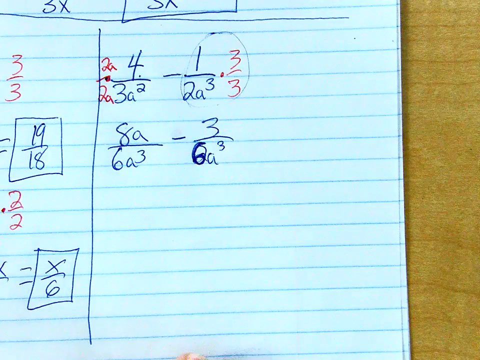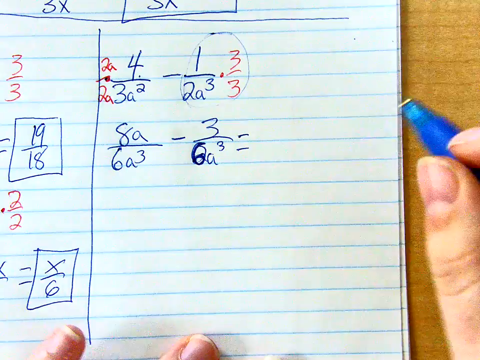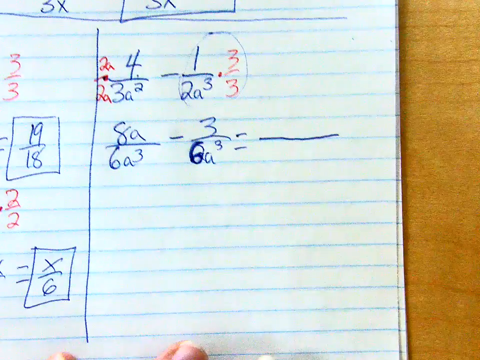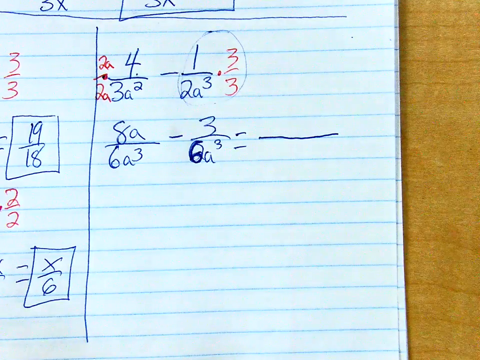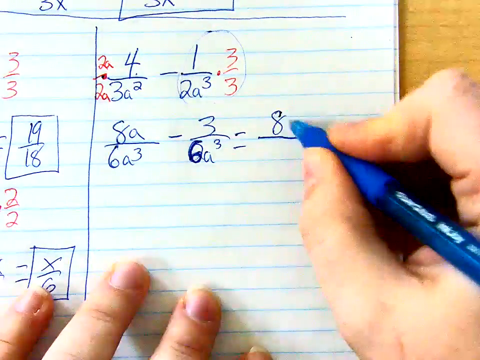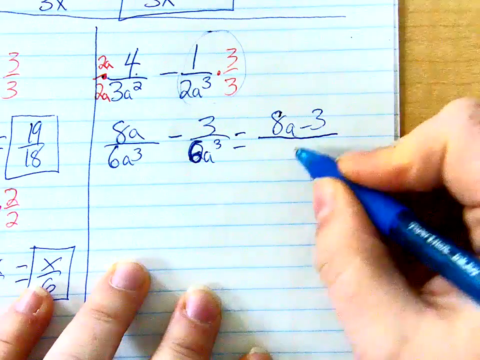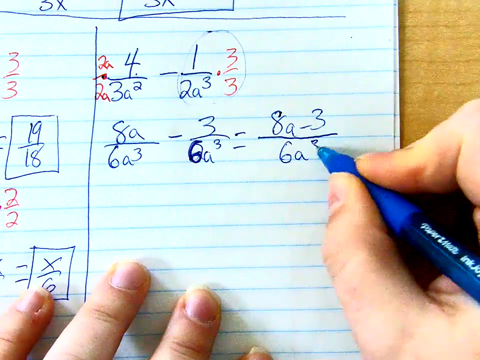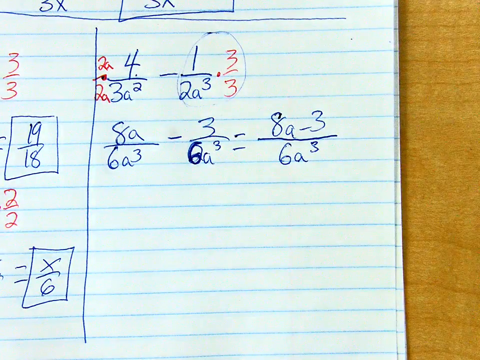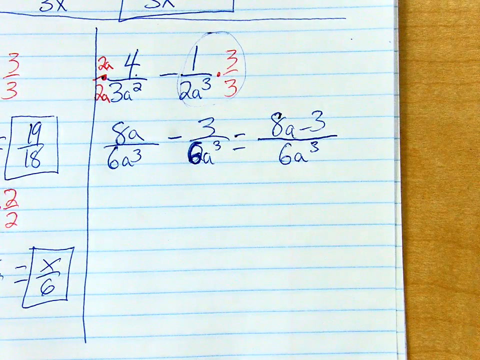Now, in that numerator, what is 8a minus 3? It's 8a minus 3, because they're not like terms, right? So it just stays 8a minus 3, and then the denominator is 6a to the third. Are we done? Maybe, maybe not. We have to check if this can be simplified.